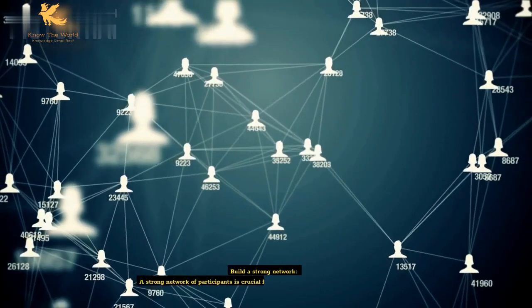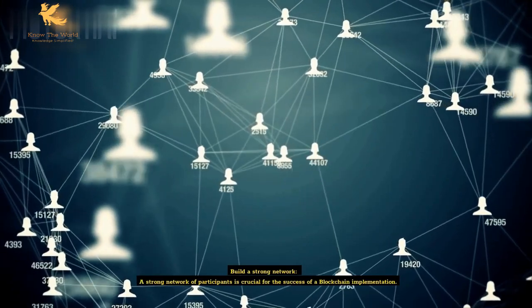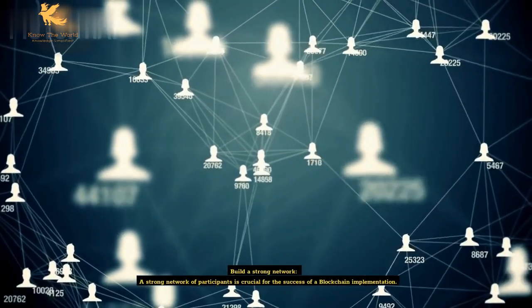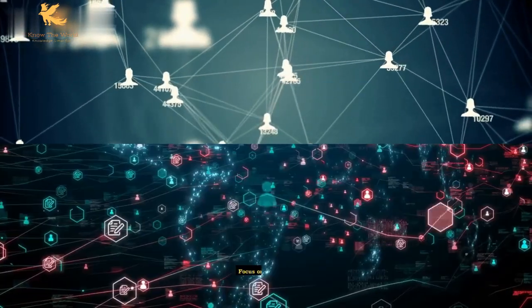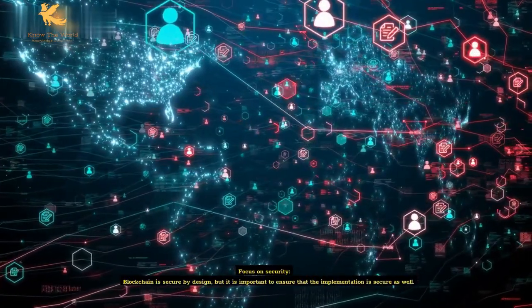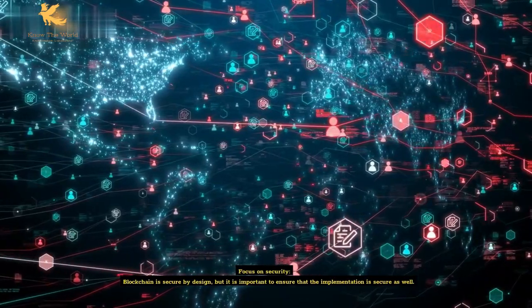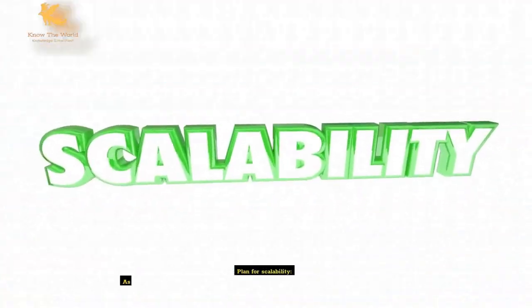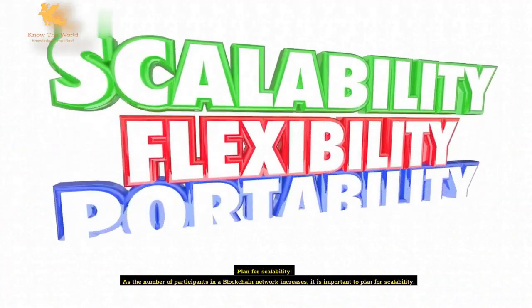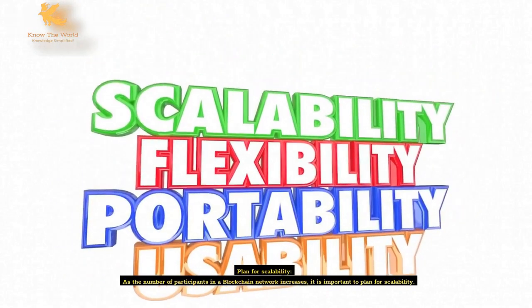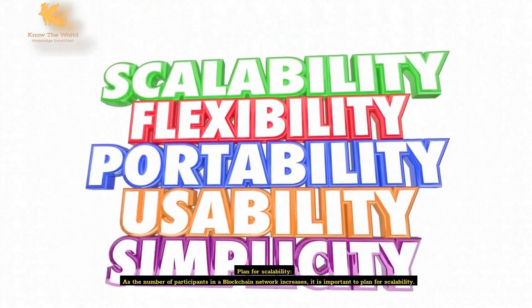Build a strong network. A strong network of participants is crucial for the success of a blockchain implementation. Focus on security. Blockchain is secure by design, but it is important to ensure that the implementation is secure as well. Plan for scalability. As the number of participants in a blockchain network increases, it is important to plan for scalability.